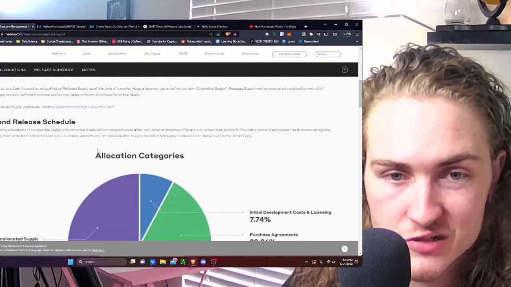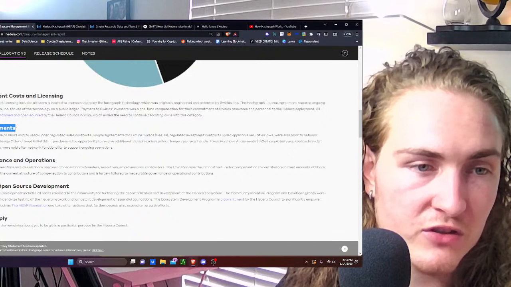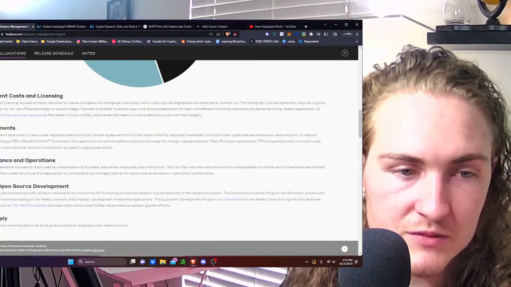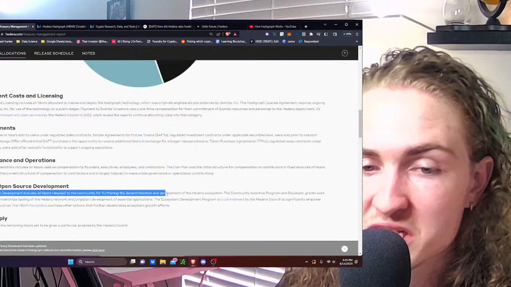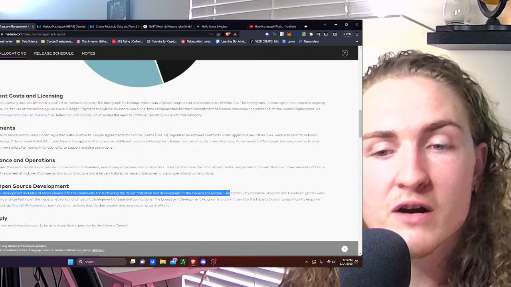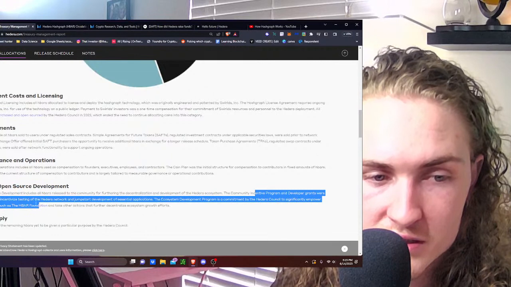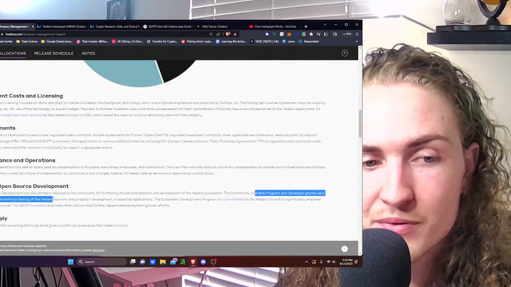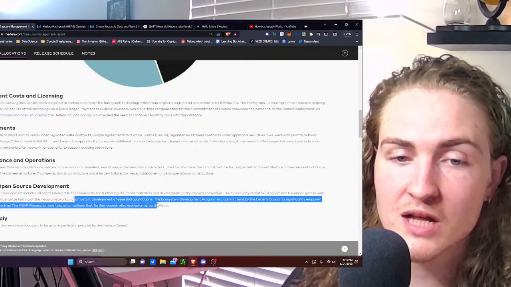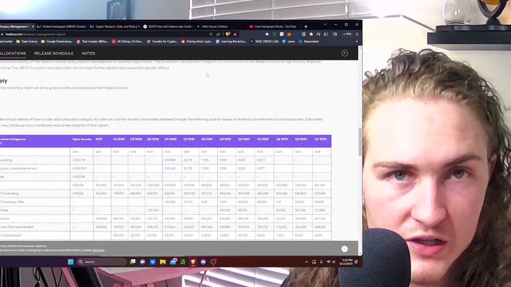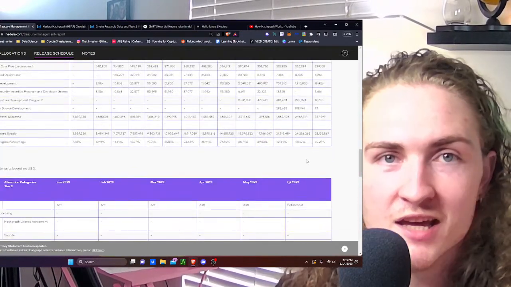That was at launch, so things have changed now. We got the purchase agreements, the network governance, ecosystem. So the ecosystem and open source development include all HBARs released to the community for furthering the decentralization and development of the Hedera ecosystem. The community incentive program and developer grants were early programs designed to incentivize testing of the HBAR network and jumpstart development of essential applications. So good, I like that. They were incentivizing people, but centralized.